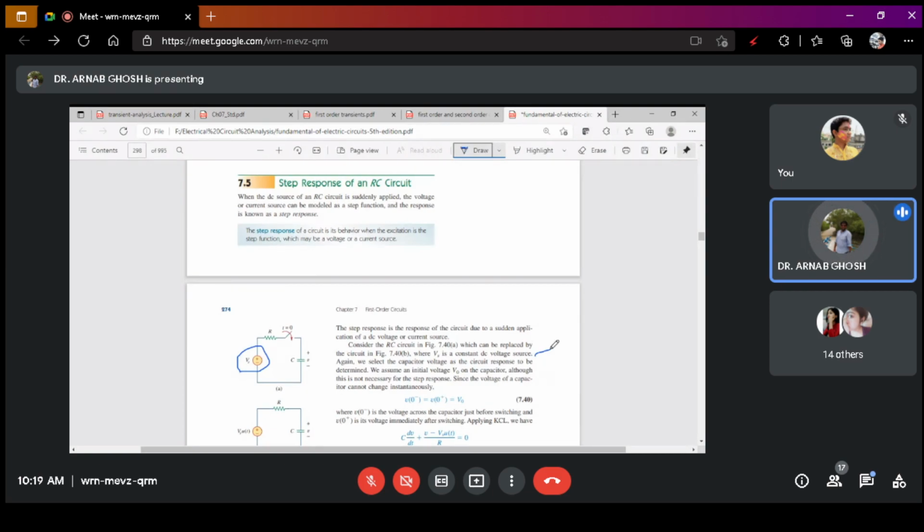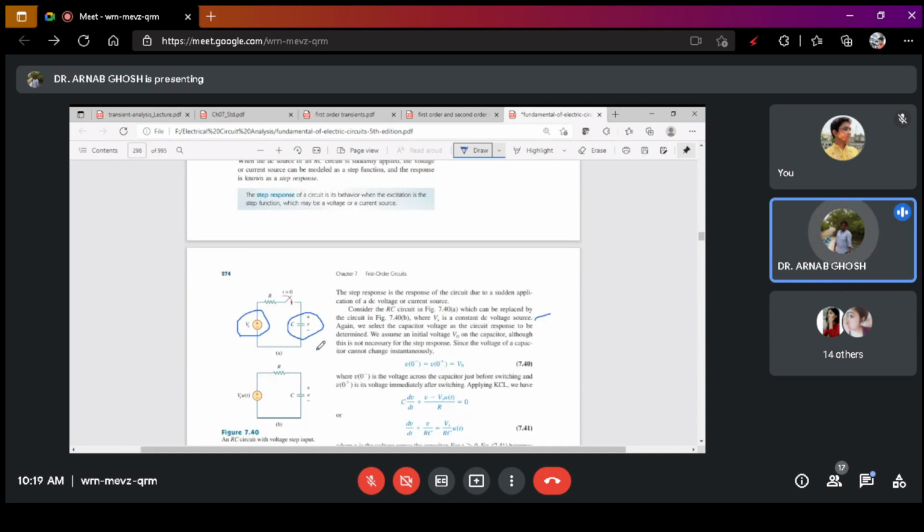And we are assuming the initial voltage across the capacitor. This capacitor will have an initial voltage. You have just introduced the voltage source. Let's say you have not switched on the voltage source. The capacitor is still having an initial voltage of V0. So we are now applying here.